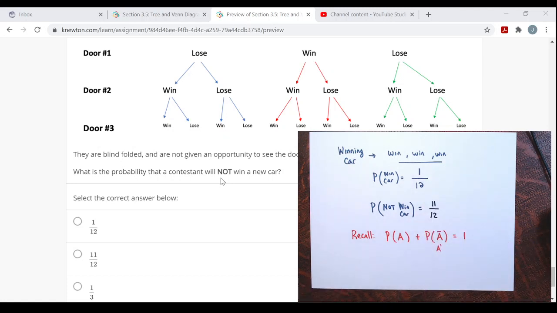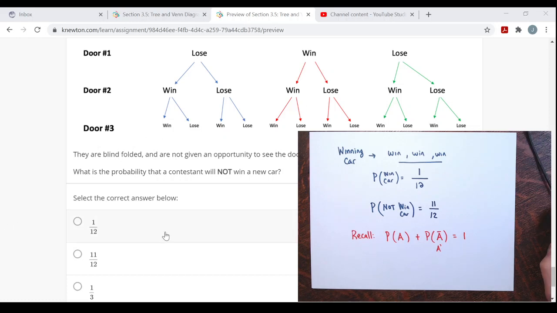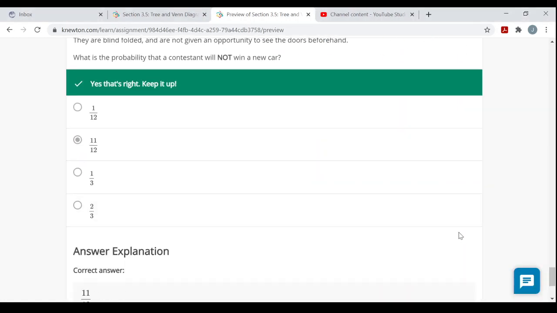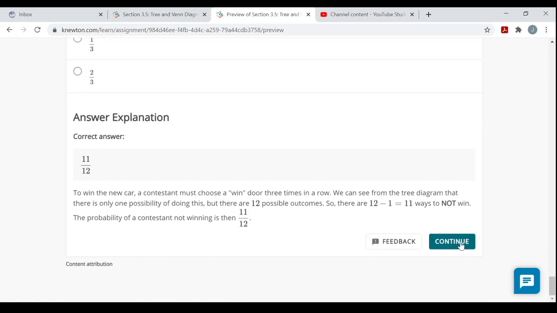And you could also do the relative frequency thing where you count how many ways can you not win the car. Well, of these 12 paths, 11 of these paths, except for the win-win-win, all of the other 11 you fail to win the car. So this probability is 11/12. So I'll highlight that dot there with the 11/12, submit my answer, and looks good. All right. Let me show you this stuff here.